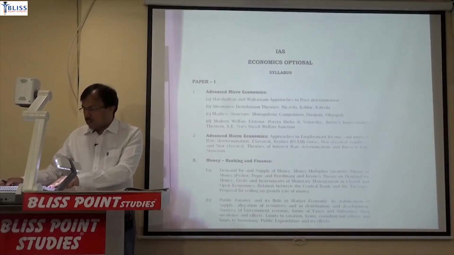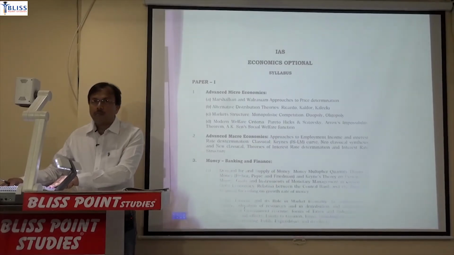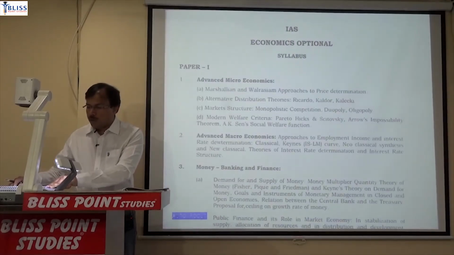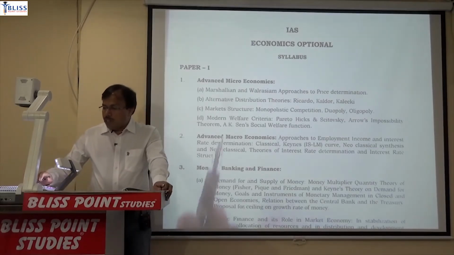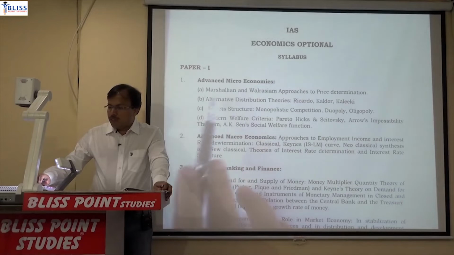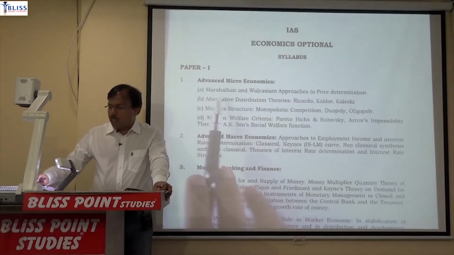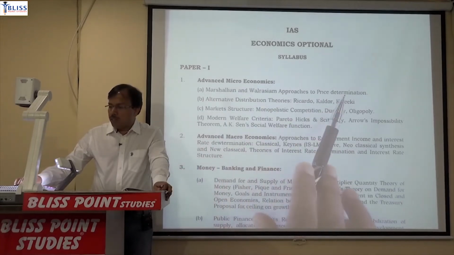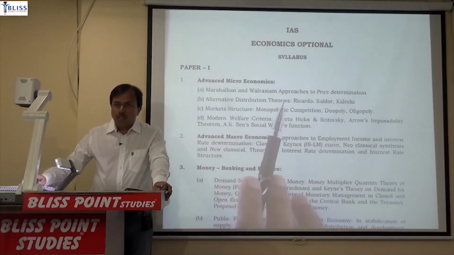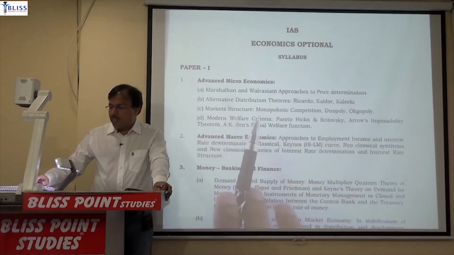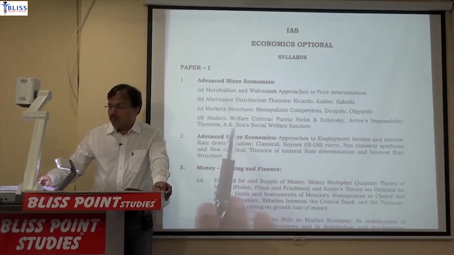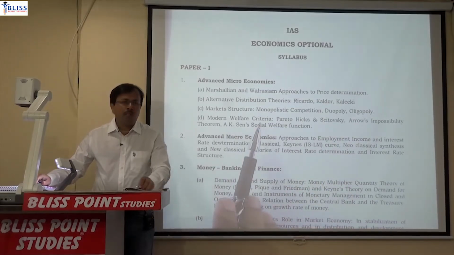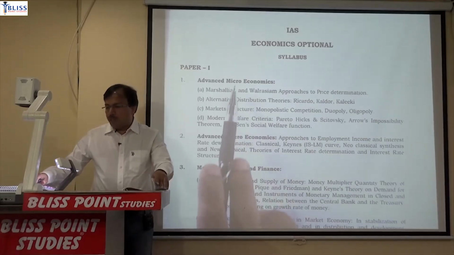Okay, first let's see this syllabus part. We'll be starting with micro. Paper 1 contains advanced micro. Subparts will be Marshallian and Walrasian approach to price determination, distribution theories, and market structure: monopolistic, duopoly, and oligopoly. Fourth is welfare criteria. So broadly 4 parts within micro.